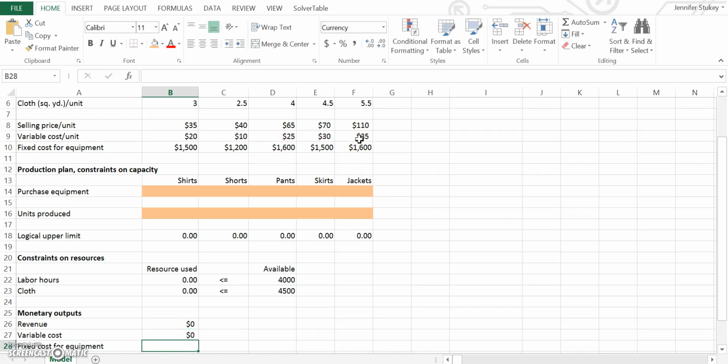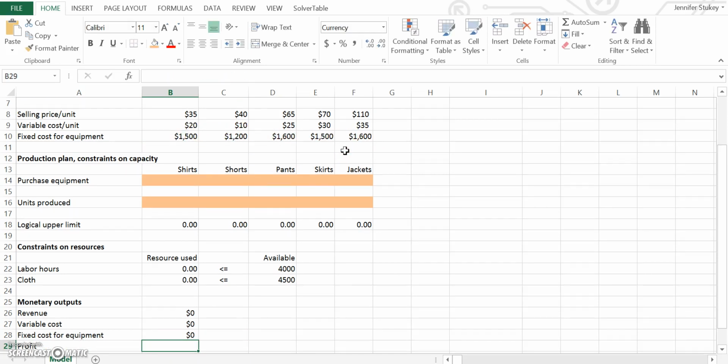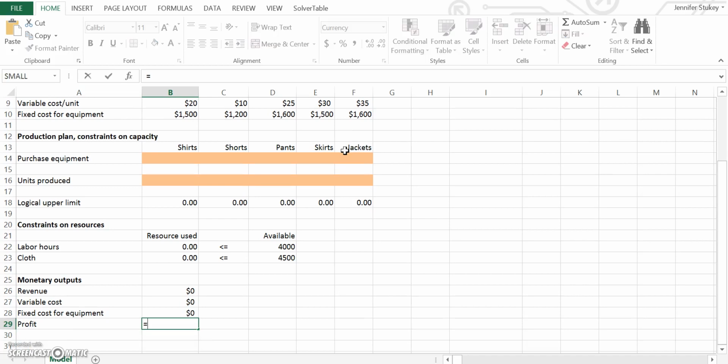All right, now our fixed cost for equipment. This is also going to be a sum product, but it is going to be with our binary constraints again, because you're either going to purchase this equipment or not purchase the equipment. So it's going to be either 0 or 1 multiplied by the fixed cost for the equipment. All right, and then our profit is going to be our revenue minus our variable costs minus our fixed costs for equipment. All right, now we are ready to put all of this in Solver.